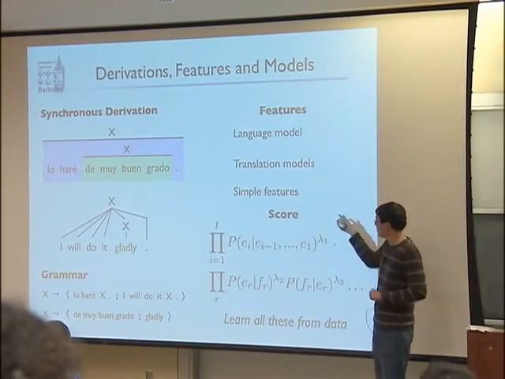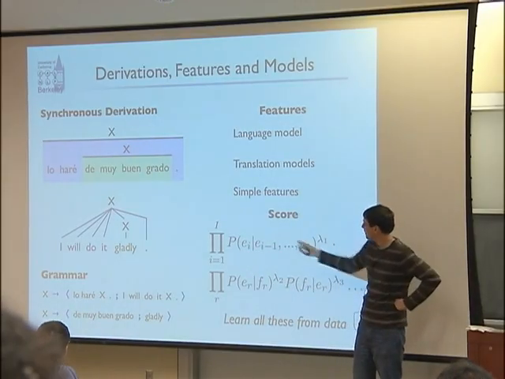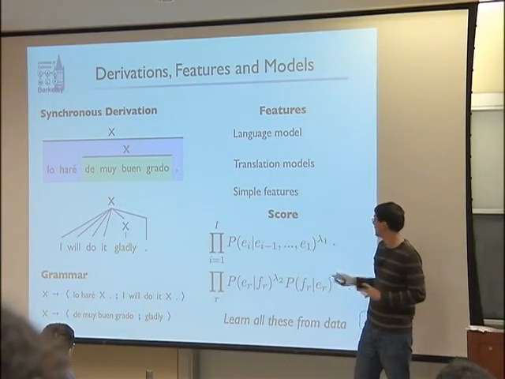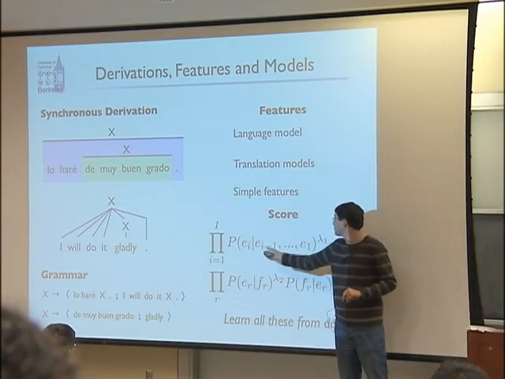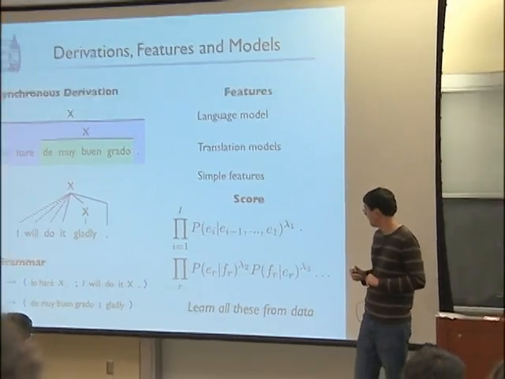So the score that we generate says it's a product over words in the output. I've written product from 1 to I, where big I is the size of the English sentence, of each English word conditioned on whatever previous words came along before it.